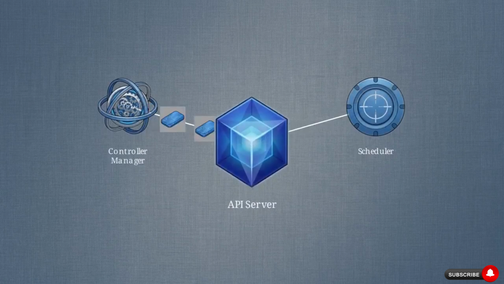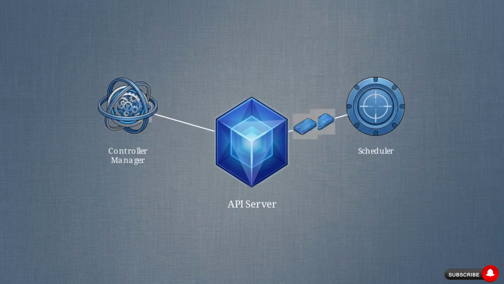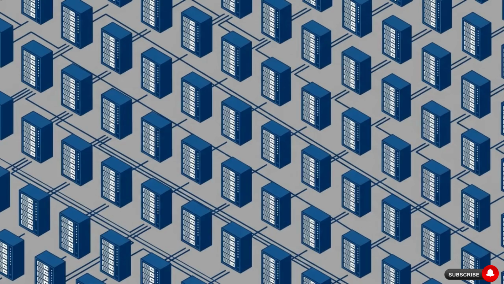By dividing its architecture into specialized roles that constantly communicate via a central API, Kubernetes transformed infrastructure from a manual chore into a self-healing system that can manage global workloads without human oversight.